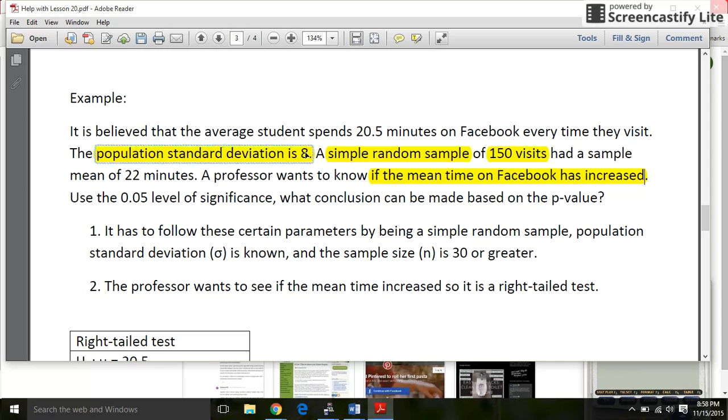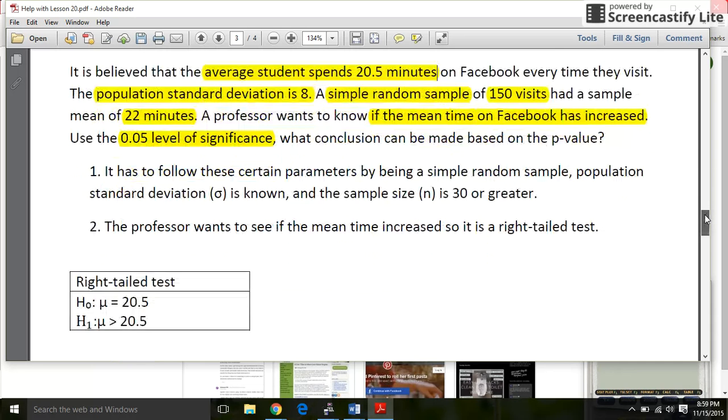I know my population standard deviation is 8. I know my n is 150. I know my sample mean is 22, because it says a sample mean of 22 minutes. I know I have a 0.5 level of significance. Because I already have my sample mean, my population standard deviation, my n and my level of significance, the last thing I need is the average time, which is my population mean. If you get confused, look for that sample mean first. If you find that sample mean, then you can find the population mean easier.